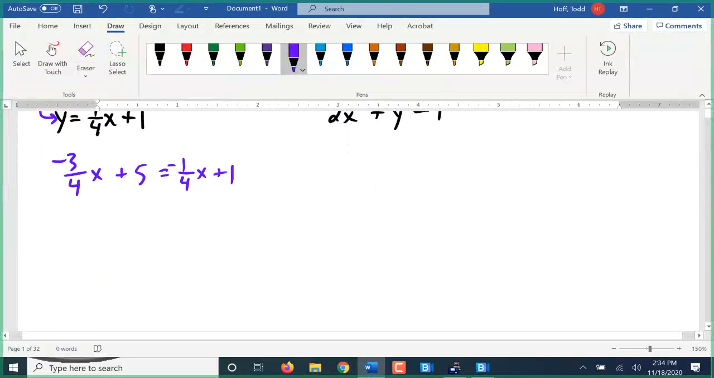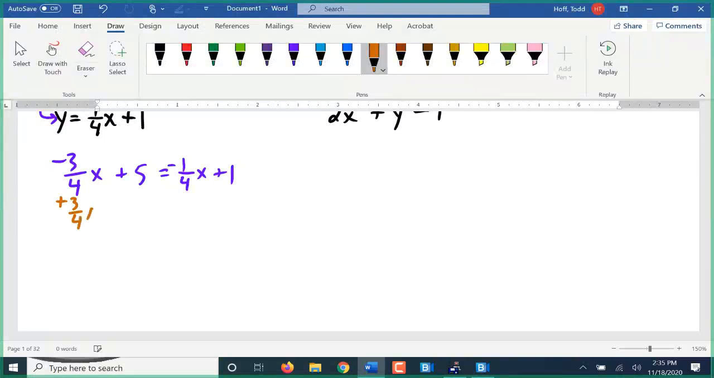Now remember, we have our steps. We have to combine what we can on either side. There's nothing to combine on either side here. We have to get the variable to one side. Well, there's x on both sides here, so I'm going to have to get rid of one. Negative 3/4 is actually the smaller one, so I'm going to add 3/4 x, making sure I add it to the other side as well.